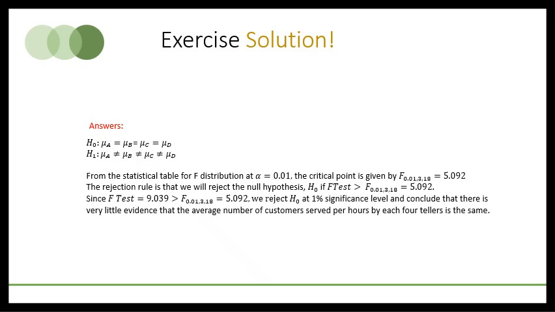Based on the statistical table, using alpha equal to 0.01, the critical point is 5.092, and the rejection rule is that we will reject the null hypothesis if the F test is greater than 5.092. Since the F test is 9.039, which is greater than the F value in the statistical table, 5.092, we reject the null hypothesis at the 1% significance level and conclude that there is evidence that the average number of customers served per hour by each of the 4 tellers is not the same.